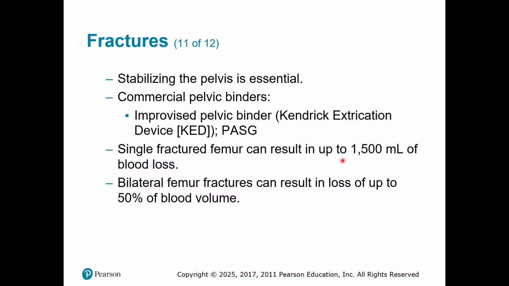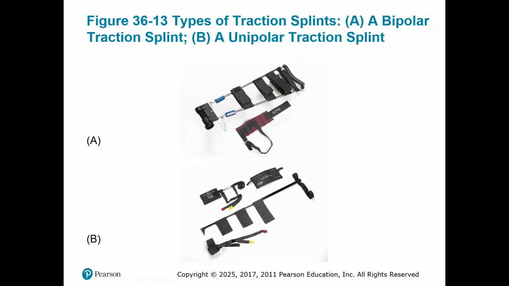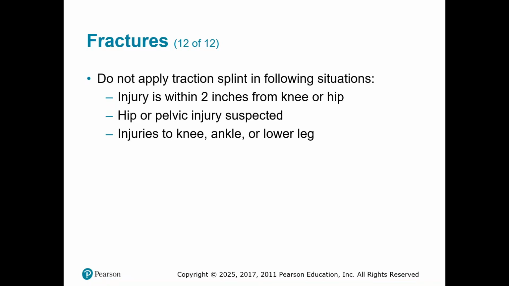A single fractured femur can result in 1,500 milliliters of blood loss. And so bilateral femur fractures can result in up to 50% of the blood volume loss. And that's why we have the traction splint. But again, we're not going to use this unless it's an isolated fracture of the femur. All right, if you have MOIs that suggest that the patient could be in bad shape, then we need to get on the road.